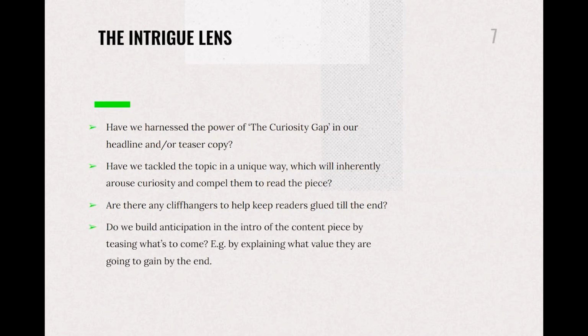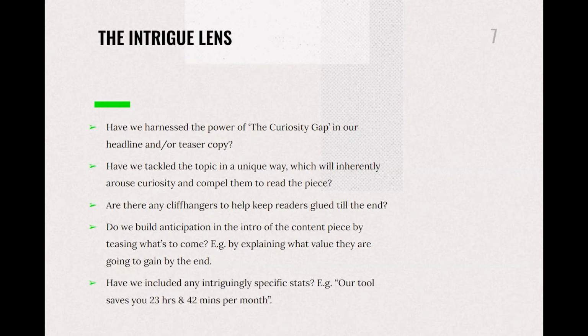And I just talked about this. Are we building anticipation by explaining the value that they'll get by the end? For example, the more and more you read of this article, the more you'll feel the knowledge seeping in about this particular subject. So build that anticipation.